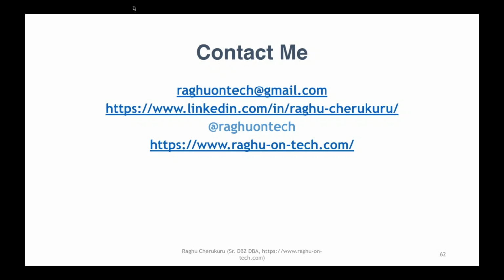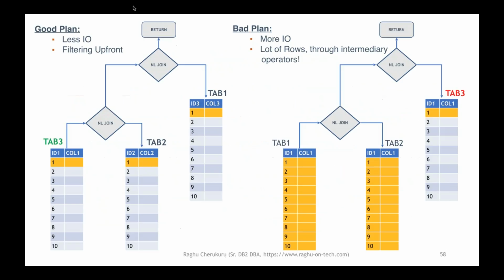Hey, I had a question for you on that good plan, bad plan that you had just a few slides ago. Let's say that the optimizer has picked the bad plan. What are you going to do to fix that? How do you encourage the optimizer to get a better plan? What's your solution to the optimizer choosing the bad plan?